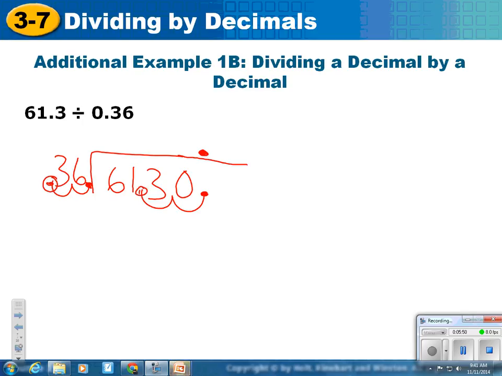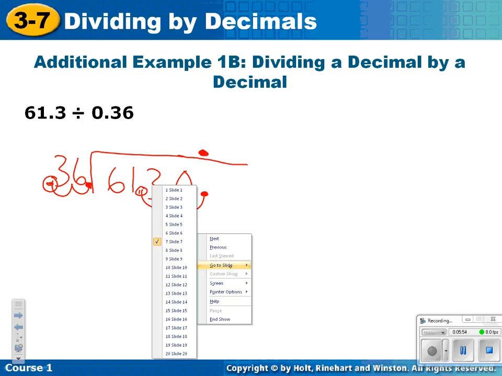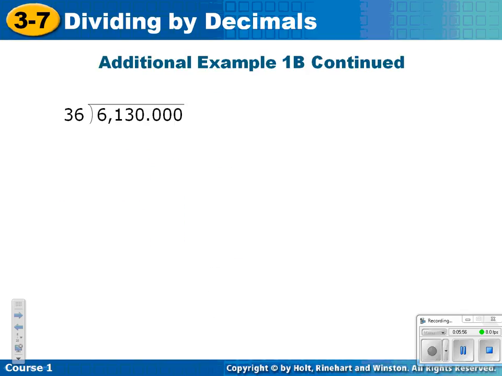Okay? So we're going to go to the next slide here because it's going to help us. So we've moved this over. They also have added zeros to the end because we can do that, can't we?